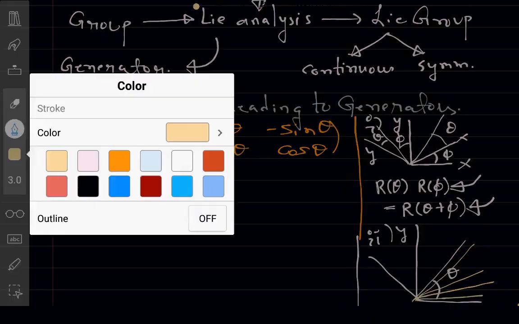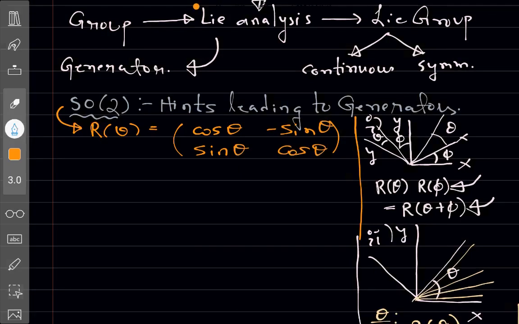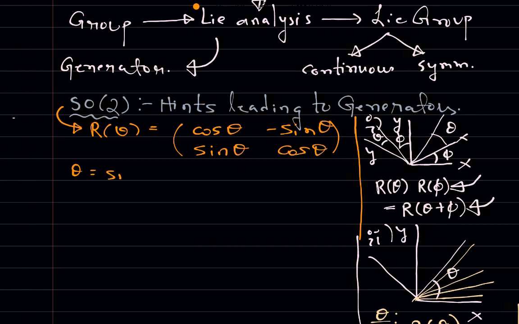Now let us come to our rotation matrix and look at a very interesting thing. If you take theta as very small, a small delta theta, how small? Theta by n such that the limit n tends to infinity. Infinitesimally small rotations. If you do infinitely small rotations n times, then you will get the finite rotation.